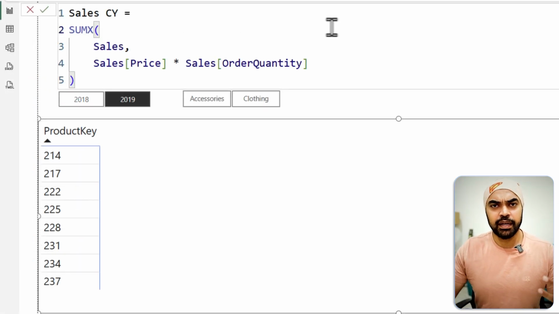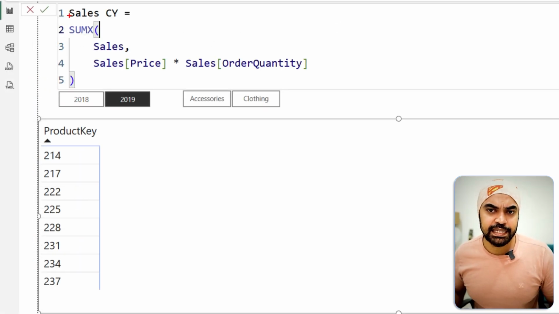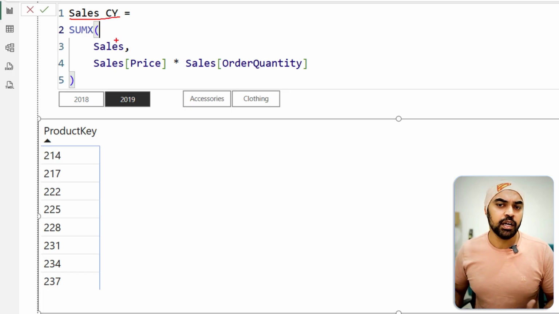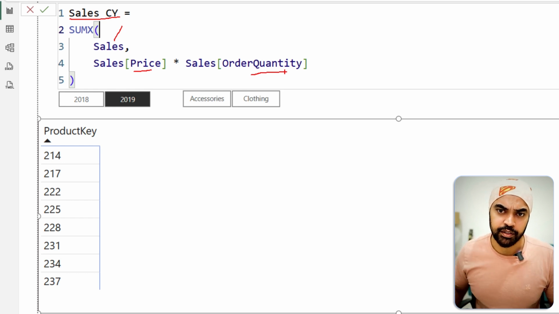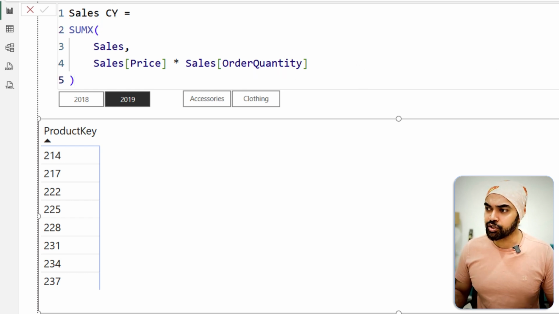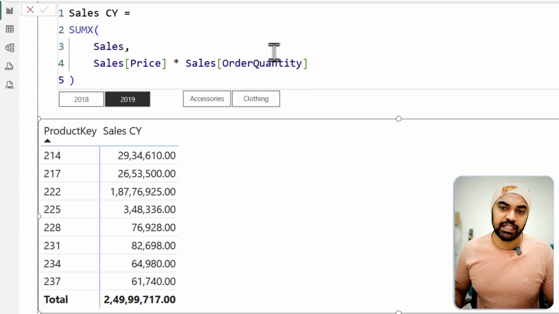I'm going to start off by creating a simple measure, which is sales current year. So whatever is your sales table, go inside that, multiply the price into quantity, and that is going to give you the sales of the current year. And let's just commit on this measure. I'm going to drag this measure off to my pivot table, and that's what we get.